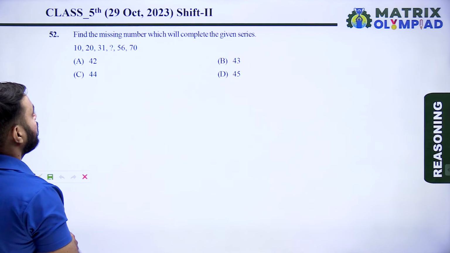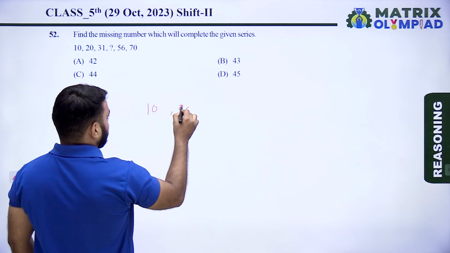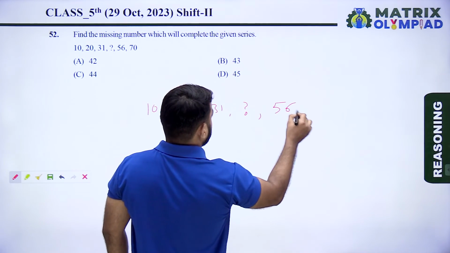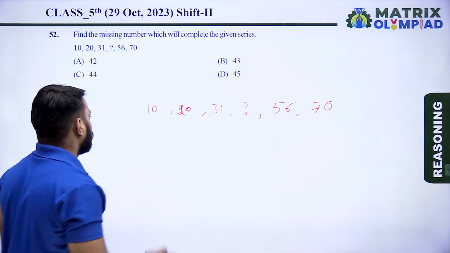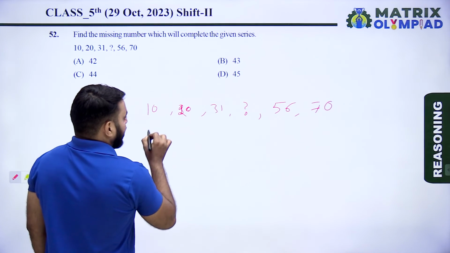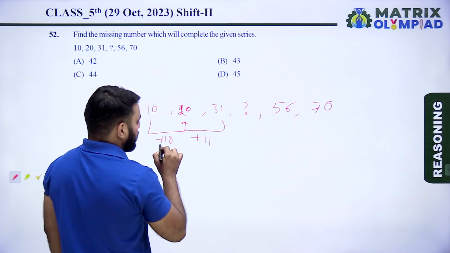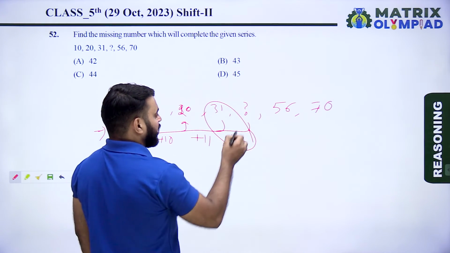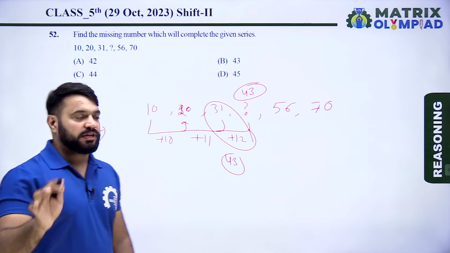Find the missing number which will complete the given series. The series is 10, 20, 31, missing number, 56, and the last term is 70. First find the pattern. 10 to 20 is plus 10. 20 to 31 is plus 11. Plus 10, plus 11, now plus 12. So 31 plus 12 is 43. So the missing number is 43.